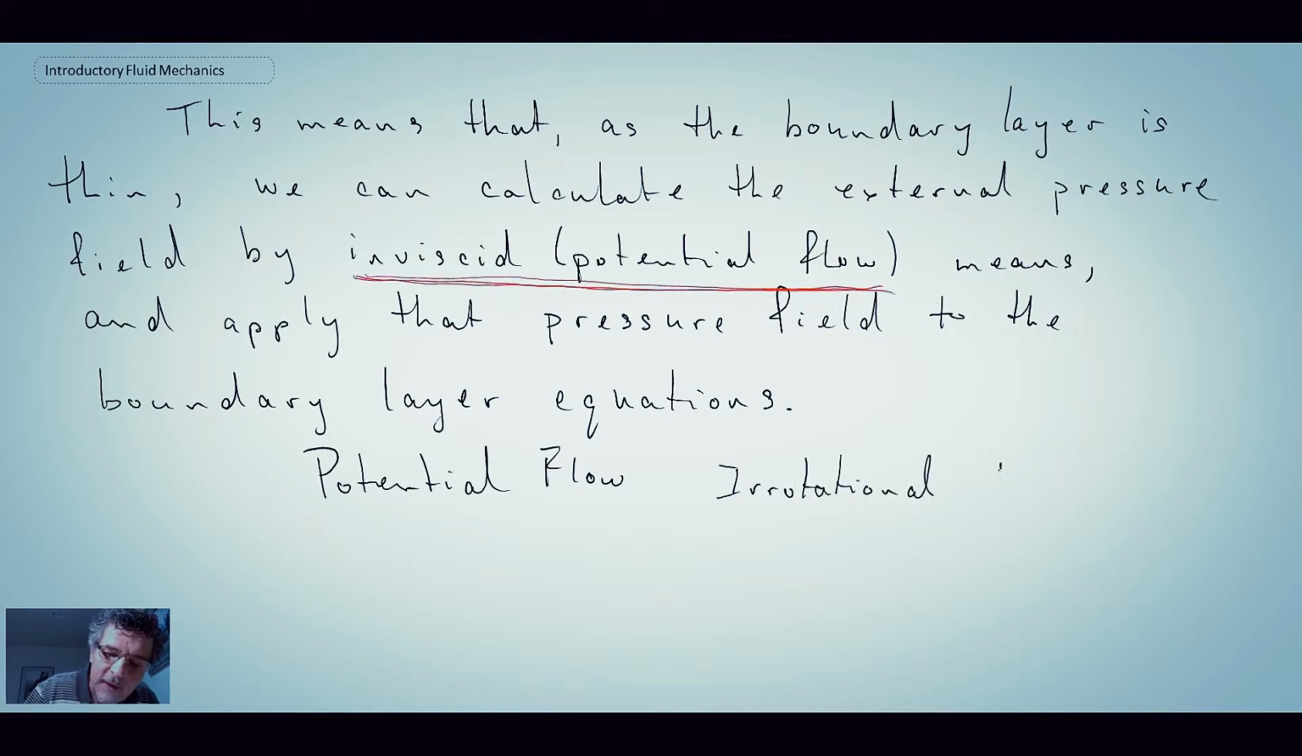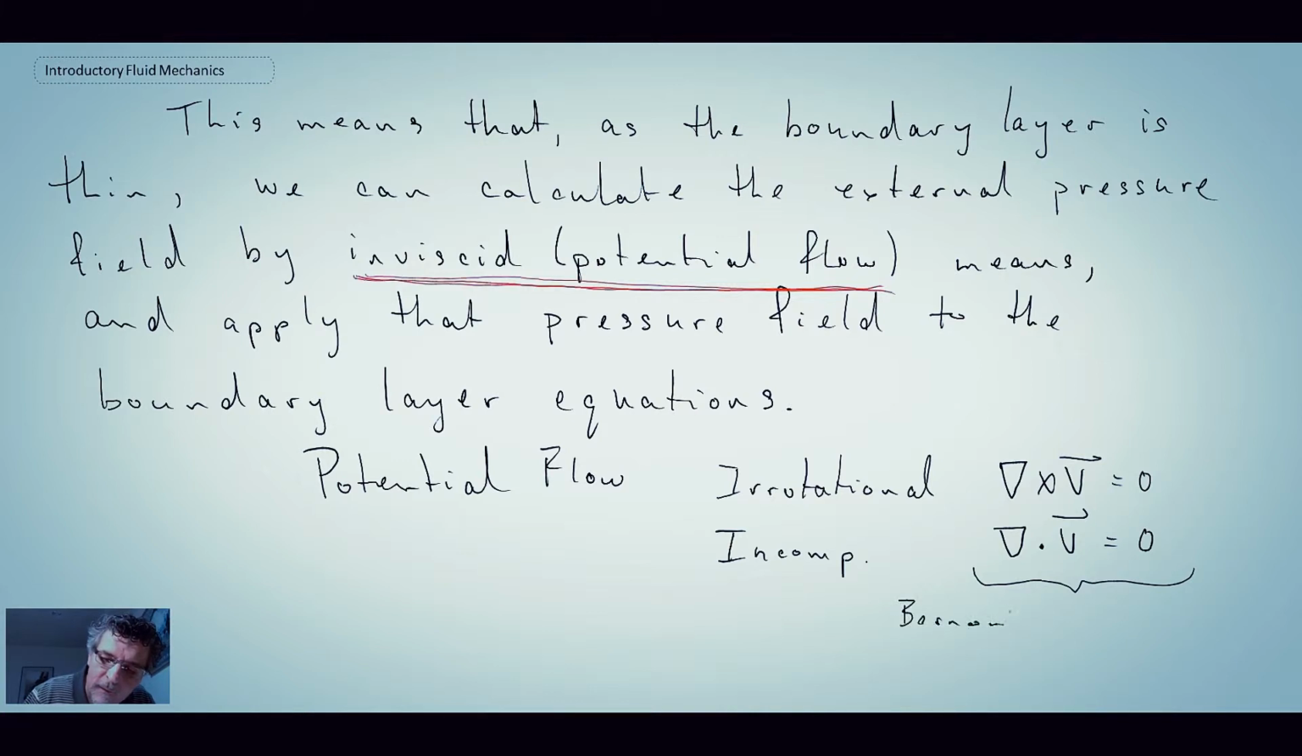And irrotational, we said that del cross V had to be equal to 0, and also incompressible. And for that, del dot V is equal to 0. And from that would result the Laplace equation. Then you could use a method of superposition. But it also enables us to apply the Bernoulli equation everywhere. So not just along a streamline, but everywhere in the flow.